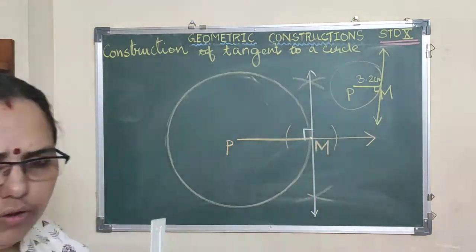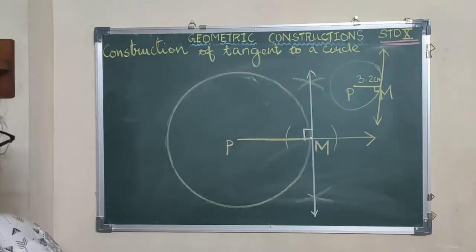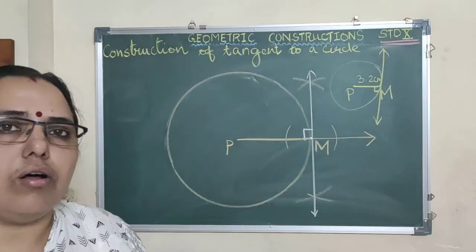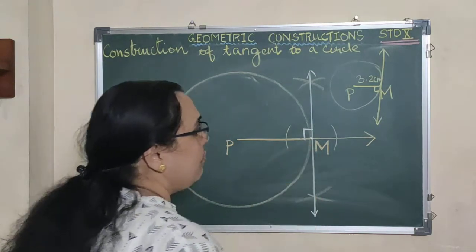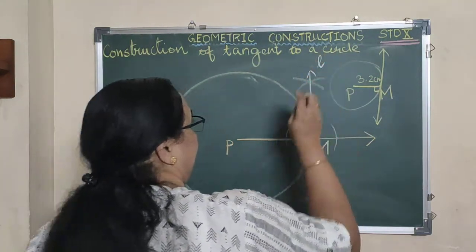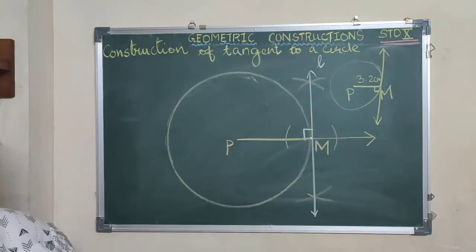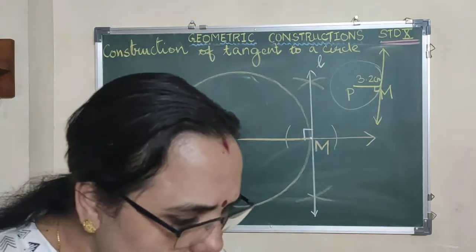So it is always easier to draw a perpendicular at a point on the line. Yes children, using this method, this is not a new method for you at all. So we name the line L, and this line L is the tangent at point M for the circle with center P. If you look at the second sum, it is also very similar.